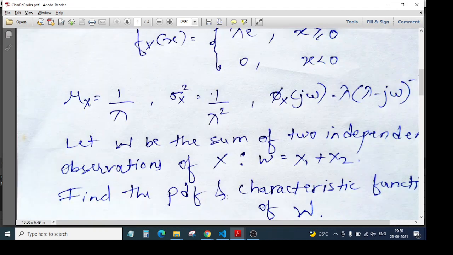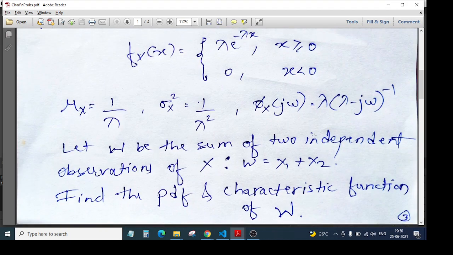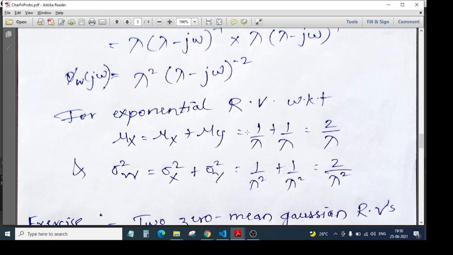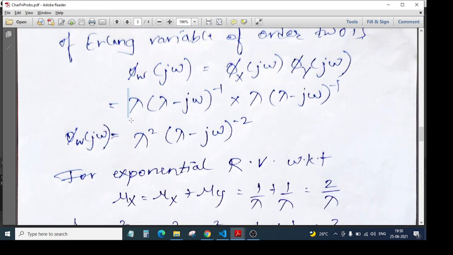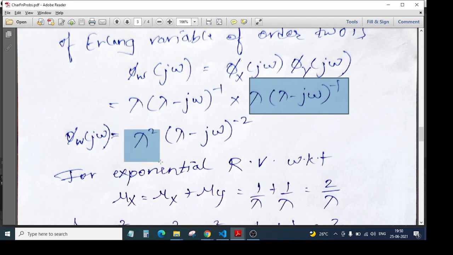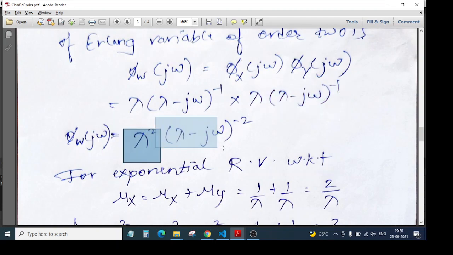So yeah, this is the thing. I'll just zoom out. So this is the characteristic function they have given you, lambda into lambda minus j omega raised to minus 1. So we'll use the same characteristic function to solve it. You can see here it is nothing but lambda into lambda minus j omega raised to minus 1, lambda into lambda minus j omega raised to minus 1. So just multiply it, it becomes lambda square, the power gets added, lambda minus j omega raised to minus 2.